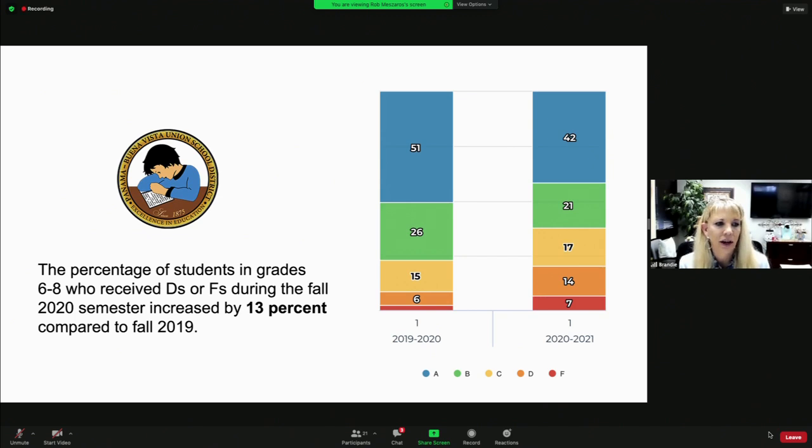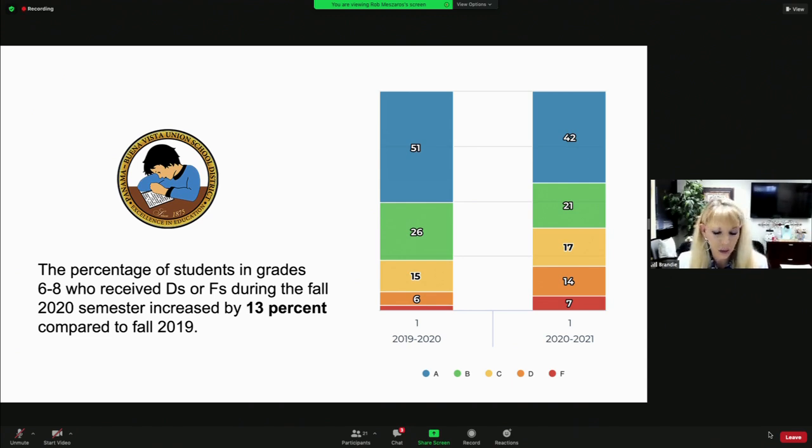You can see here our graph shows a 13% increase in our Ds and Fs, which is heartbreaking. As Dr. Lewis and Mr. Lukey said, all of the same issues were present here in Panama as well. The issues of getting our students connected in the very beginning, the lags in internet, getting all the devices out to our students, it was a struggle.